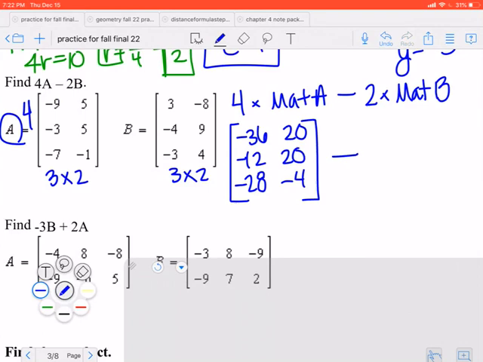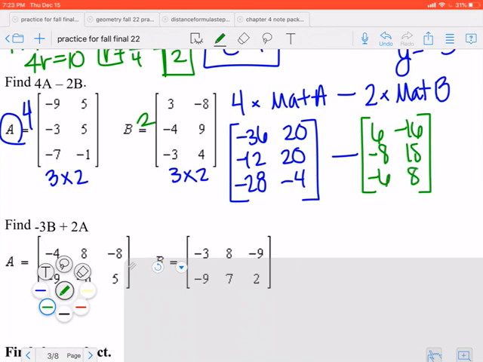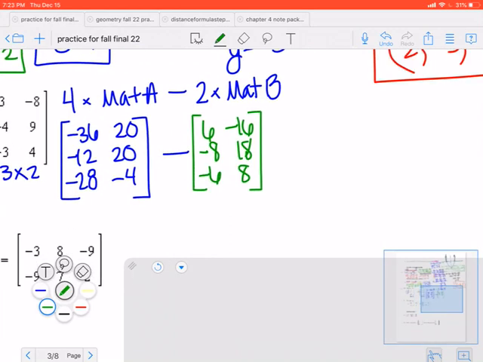Minus 2B. So now I'm going to multiply everything in that matrix by 2. 6, negative 16. Second row is negative 8, 18. And third row, negative 6, 8. Now we can do the subtraction.